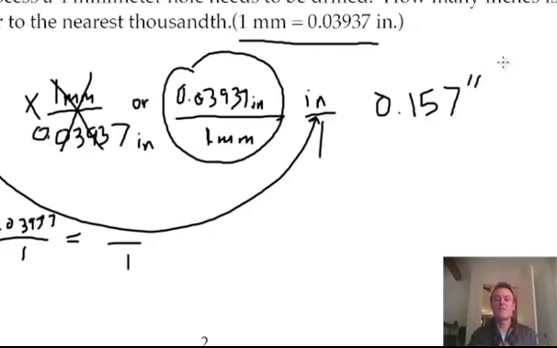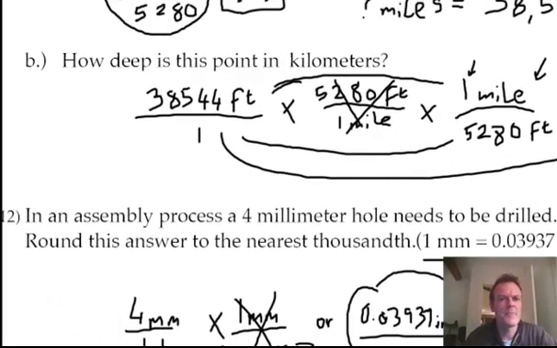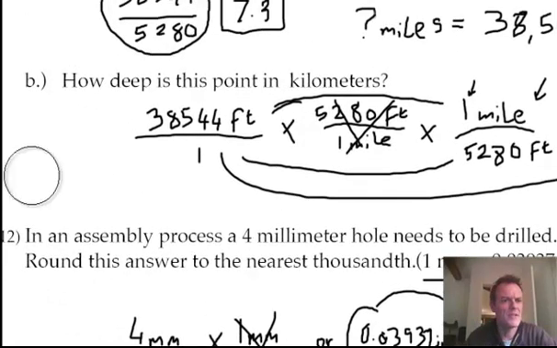It's much less. Millimetres are a really, really small unit. Inches are a bigger unit. So 4 millimetres is 0.157 inches, because I chose this conversion: 0.03937 over 1, not 1 over 0.03937. Okay, let's go back to this here. Let's do some erasing here.